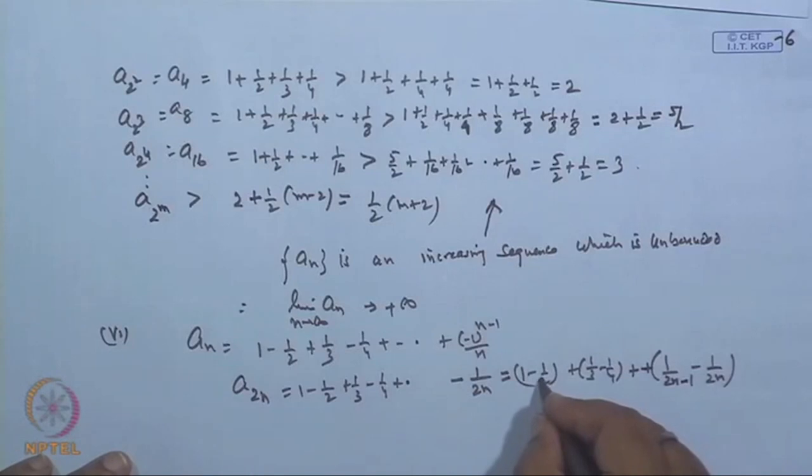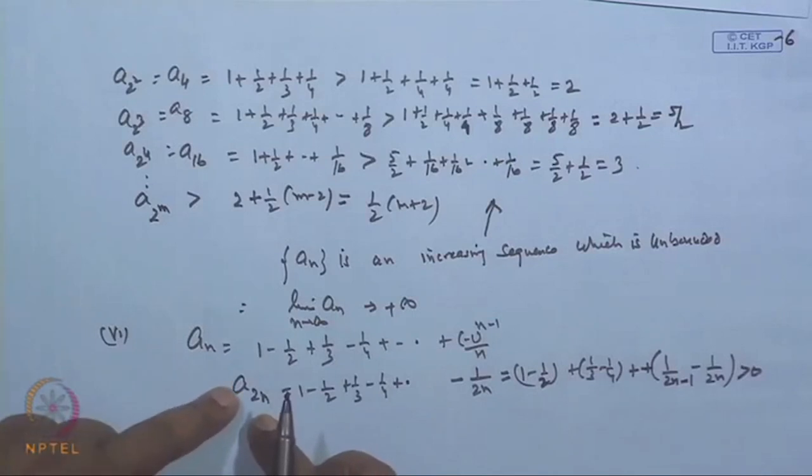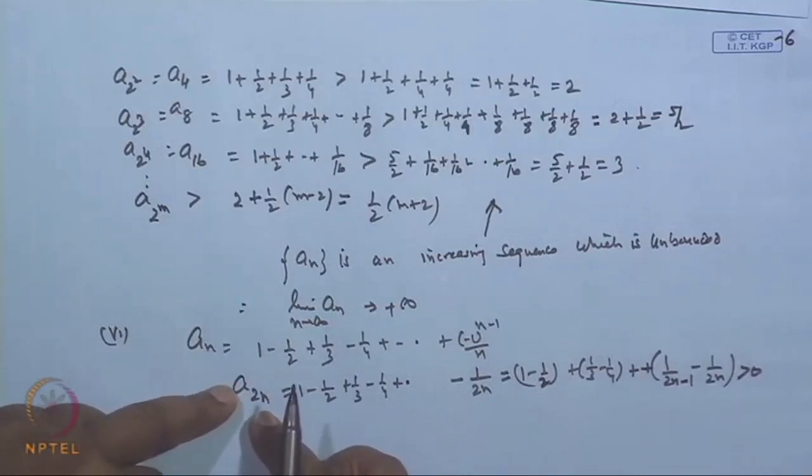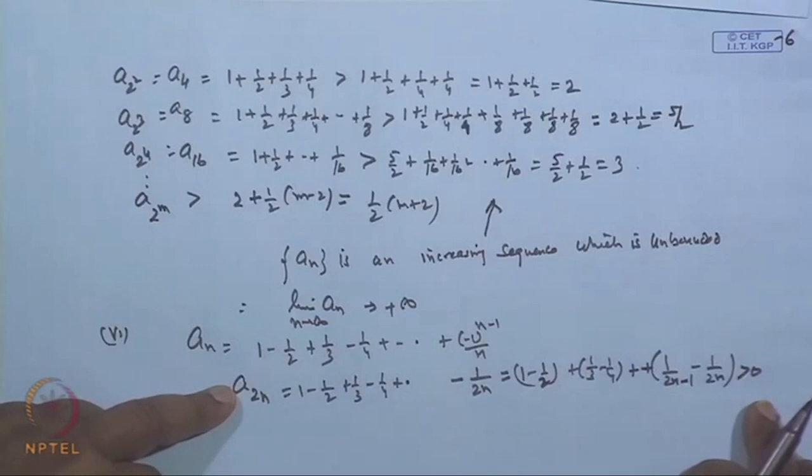1 minus. Combine this, because these are even numbers, so we can make the pair. Now, each one is positive. Each one is positive. So, the sum of the even terms comes out to be greater than 0.